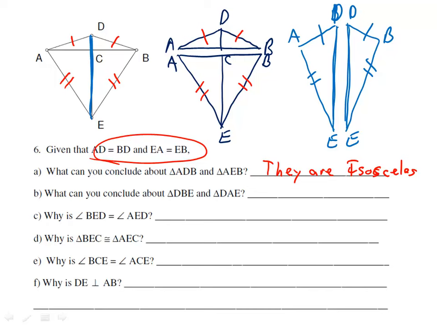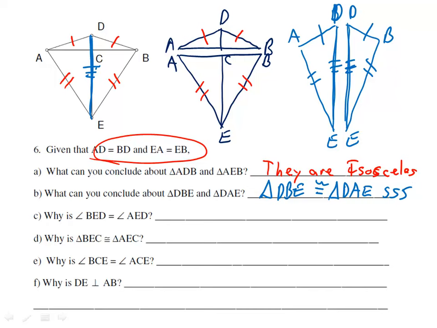So that means that these triangles are congruent by SSS. Right? So you could say triangle DBE is congruent to triangle DAE. And they didn't ask me why, but it's SSS.